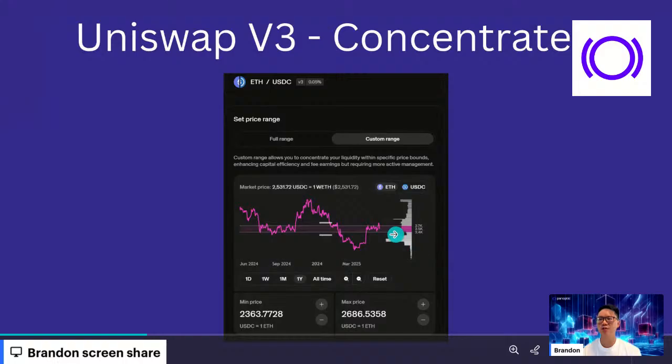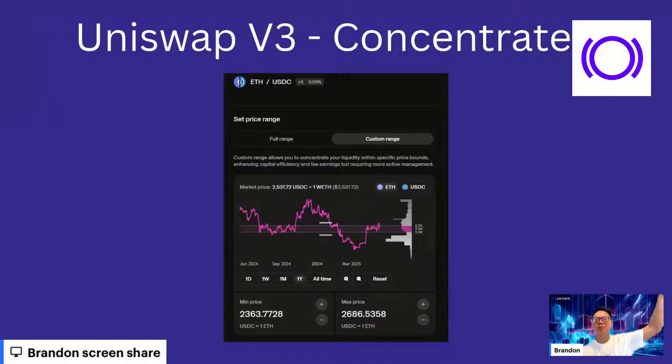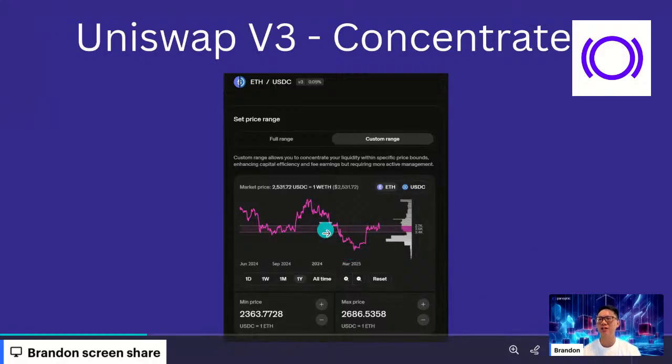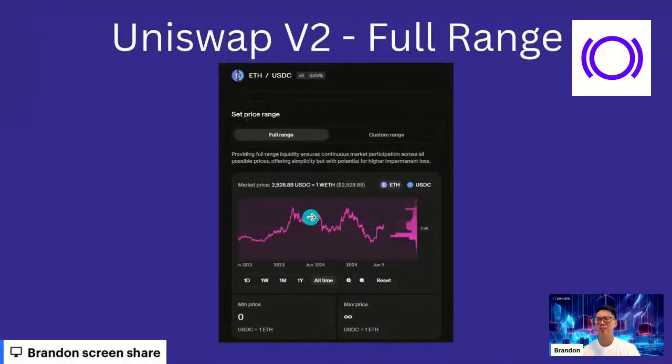You're essentially providing liquidity across all prices. Now, as far as V3 goes, you can actually click and drag and select the narrow band of where you want to provide liquidity. So in this case, it's being provided around 2,363 to 2,686. So only about a $300 price range is where your liquidity will be active. Outside of that price range, if the price moves above 2,686 or below 2,363, your position goes out of range, and so you stop providing liquidity. So that's the big difference, is you can actually click and drag this band on V3, select where exactly you want to provide liquidity. Whereas with V2, there's no choice. It's 0 to infinity.